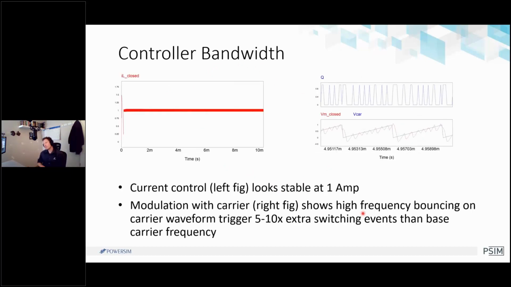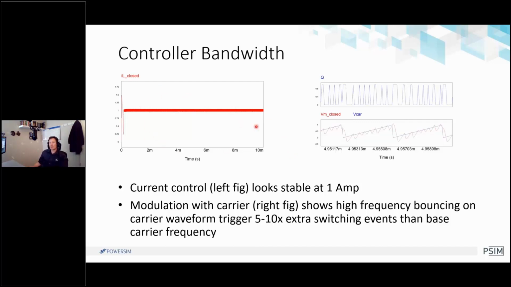The next one is my favorite. This is the controller bandwidth problem. PSIM is pretty robust when it comes to simulating these things. The engine can really handle a lot of junk in the simulation that other tools may throw garbage out on or not work on.